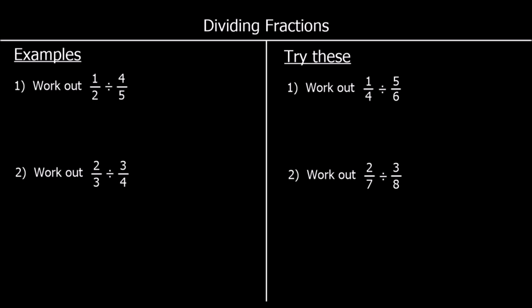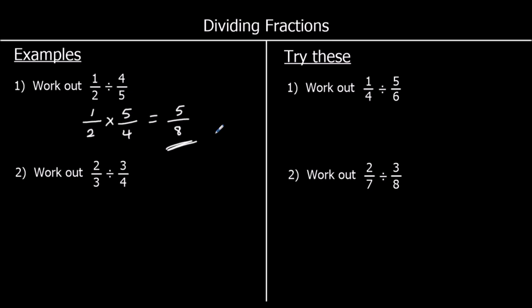So the first question, work out half divided by 4 fifths. So we're going to change the question into 1/2 times 5 over 4. So dividing by 4 fifths is the same as multiplying by 5 over 4. And then we're just going to times the tops. So 1 times 5 is 5. And times the bottom, 2 times 4 is 8. And that is our answer, 5 eighths.